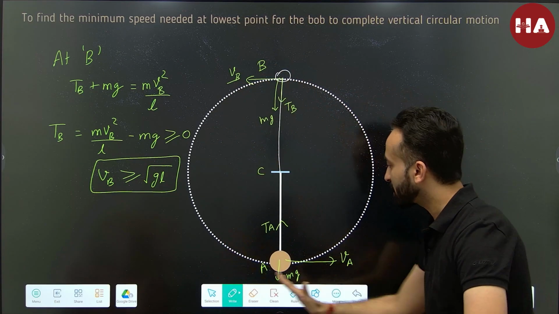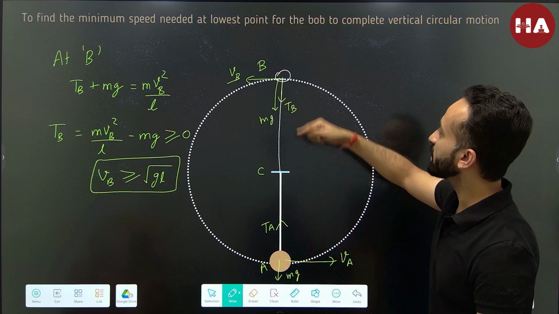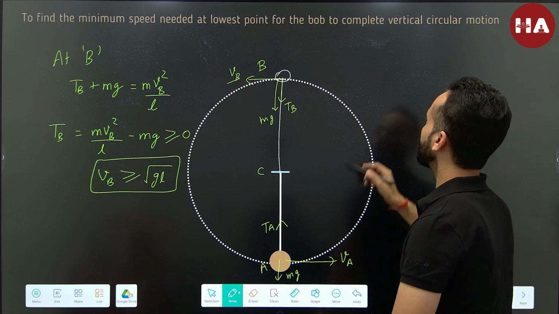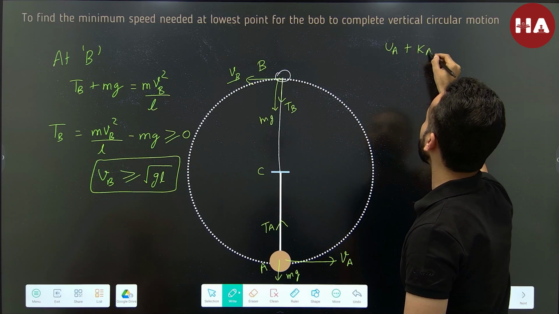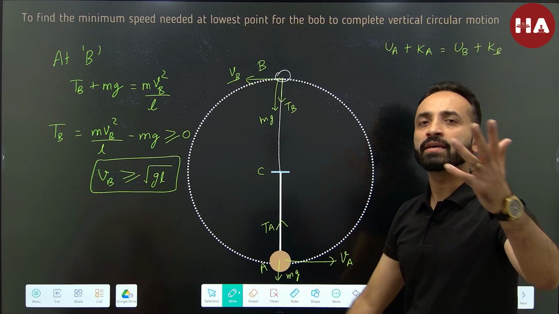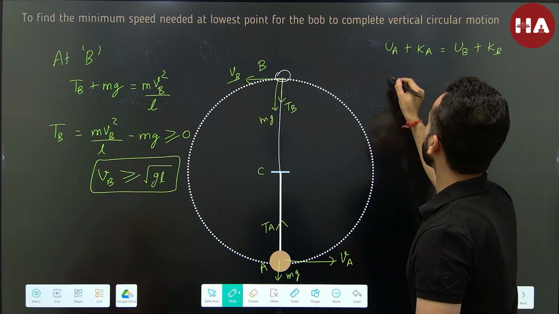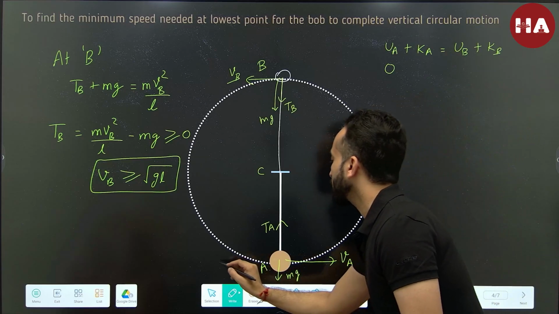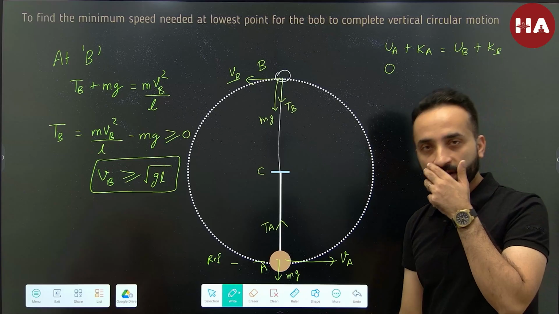But where are we starting this motion? From the lowest point. So how can we relate the speed at the lowest and the highest point now? How can you do that? Of course you can do that by applying conservation of energy, just as we did in the previous numerical. UA plus KA equals UB plus KB. Now what is UA? UA is of course 0. Why is UA 0? Because we are taking this as the reference level.